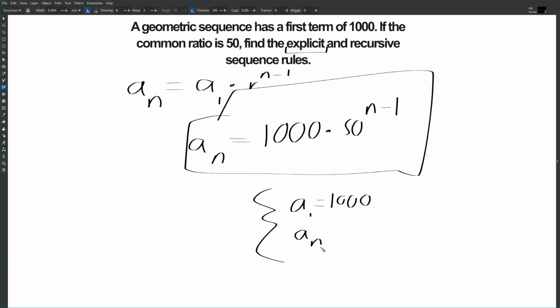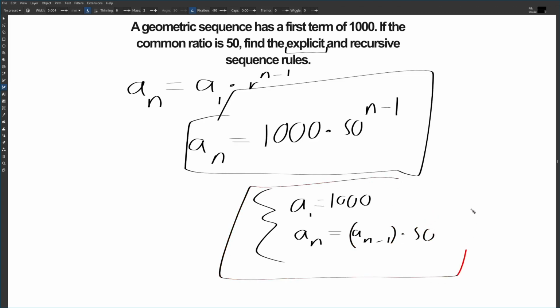So a of n is equal to a of n minus 1, in parentheses, times 50. And that's the recursive rule.